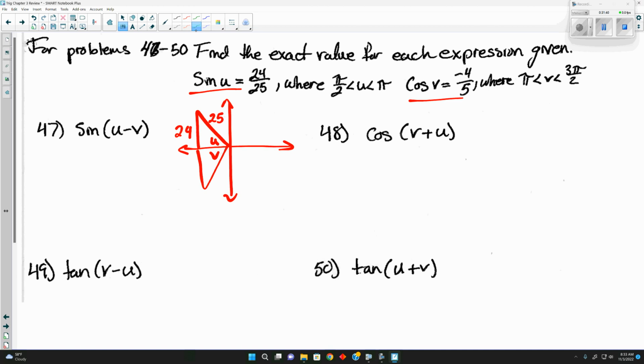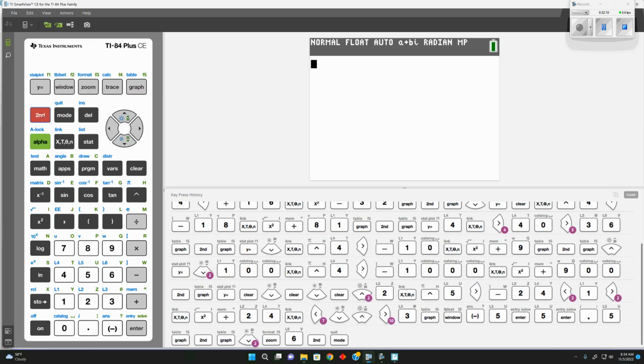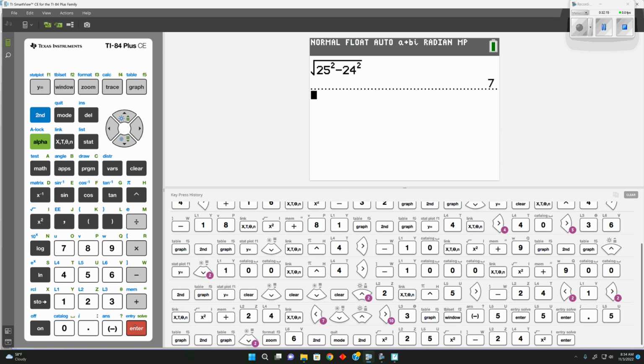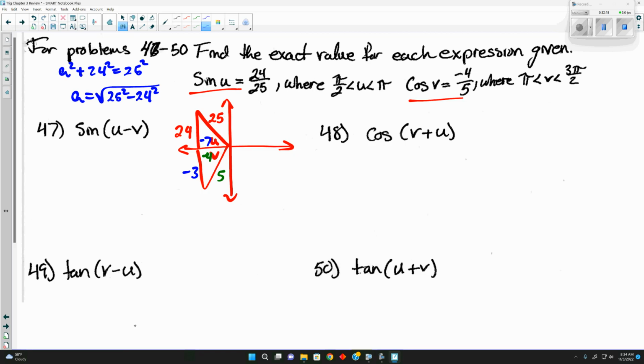As I'm setting this up, cosine of V is adjacent over hypotenuse, which means this other side is negative 3. And this side, I believe, should be negative 7. Because what we're saying is a squared plus 24 squared is equal to 25 squared, or a is equal to the square root of 25 squared minus 24 squared. The square root of 25 squared minus 24 squared is 7, and it's negative.